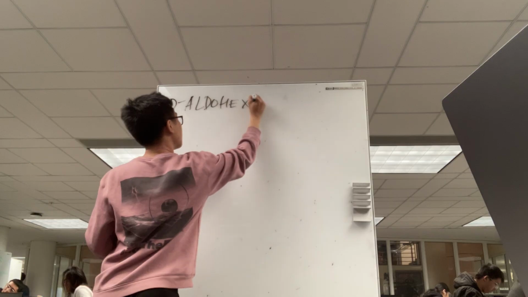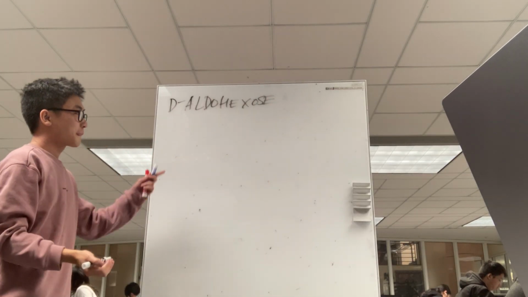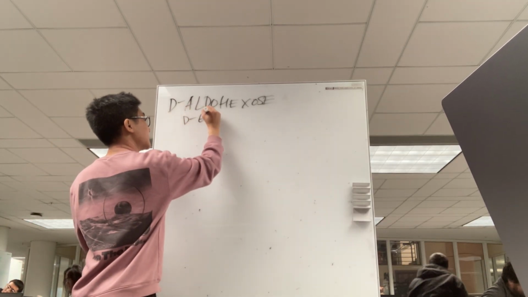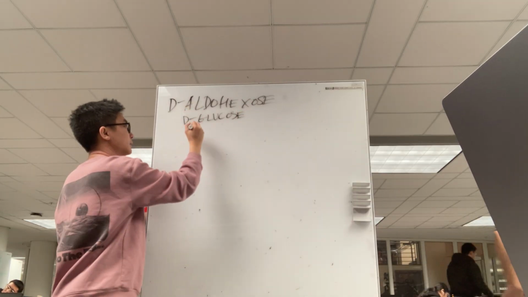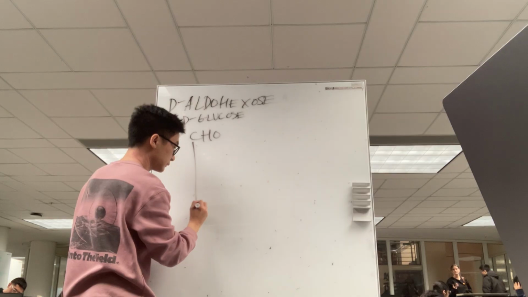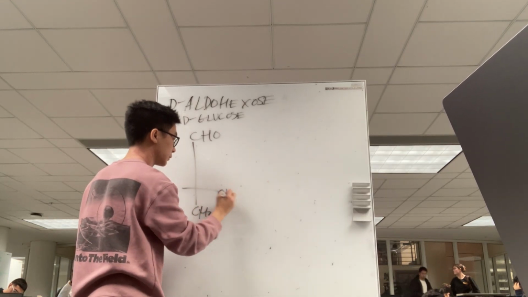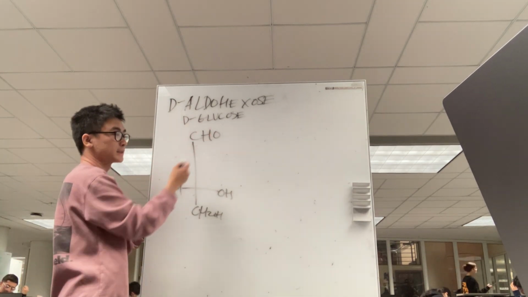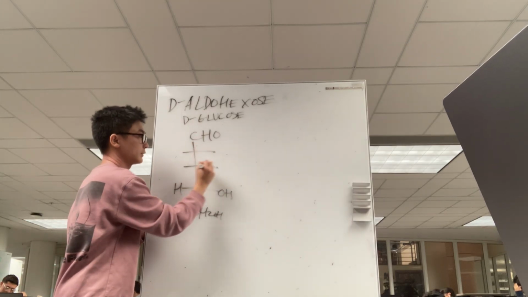D-aldohexose. Let's say we draw D-glucose, which is a type of D-aldohexose. So aldose means an aldehyde, with the carbonyl at the top. It's a D sugar, so the last carbon will have the alcohol at the bottom. And then it's hexose, so it's 6 carbons long: 1, 2, 3, 4, 5, 6.